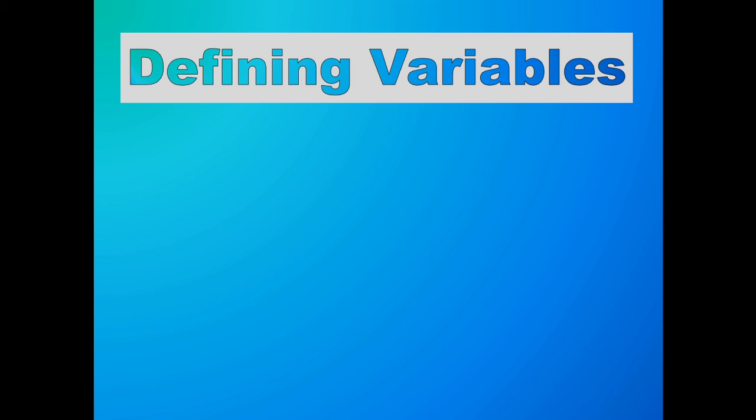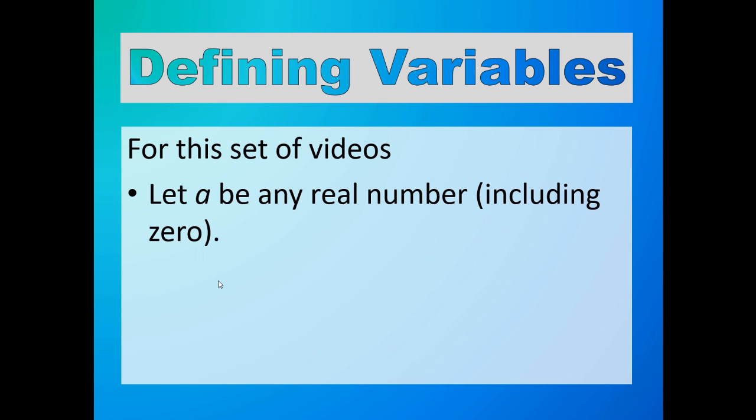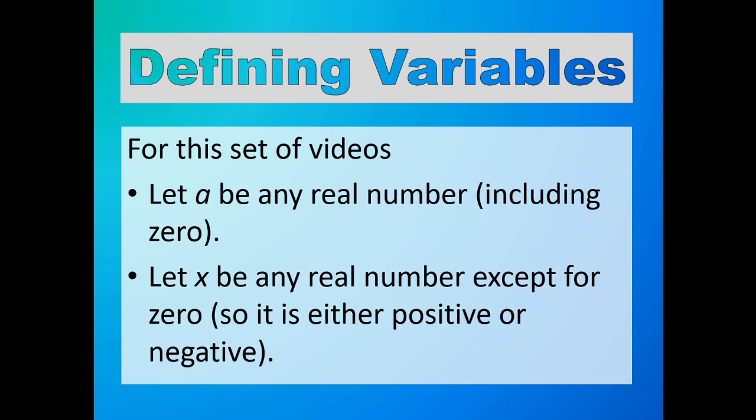Let's now define variables for this set of videos. For this set of videos, let a be any real number. It could be 0. Let x be any real number except for 0. So this means that x is either positive or negative.